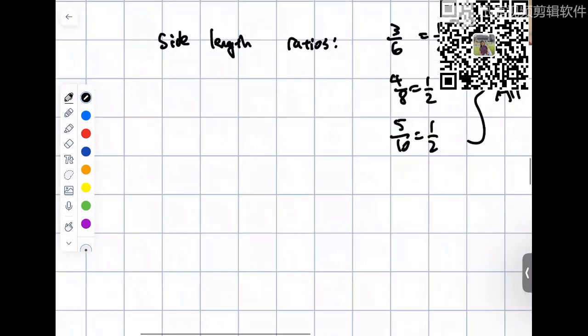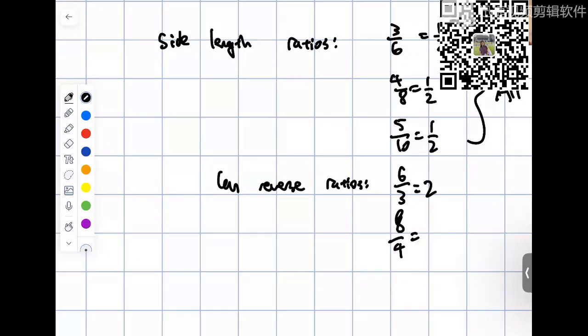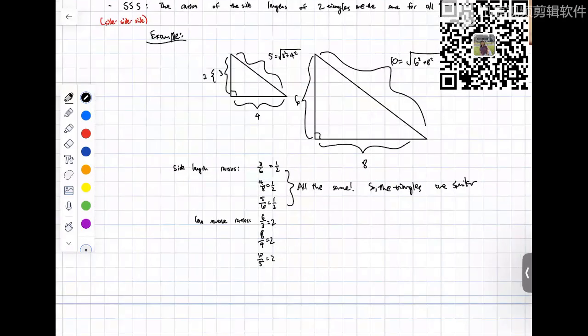You can also reverse the ratios and analyze it this way: 6 over 3 equals 2, 8 over 4 equals 2, and 10 over 5 equals 2. So it doesn't matter whether you're dividing a smaller side length over a larger side length, or a larger side length by a smaller side length. It just matters that you're comparing consistently across the two triangles. Does this make sense? Okay, that's good.